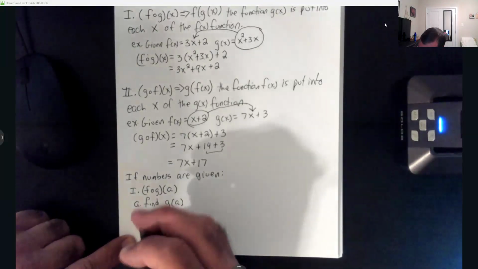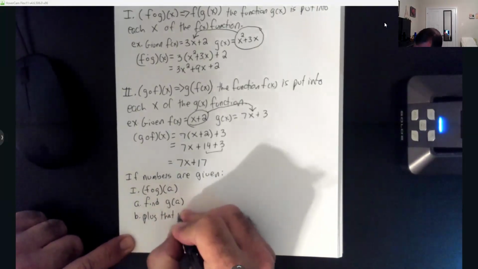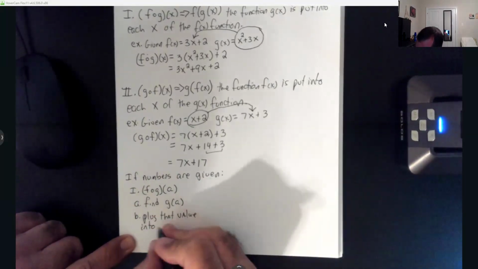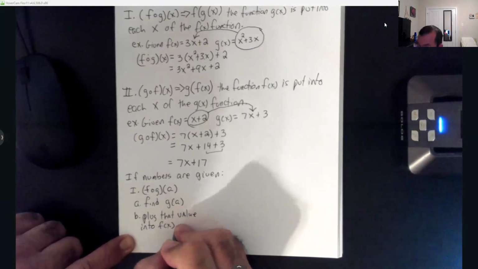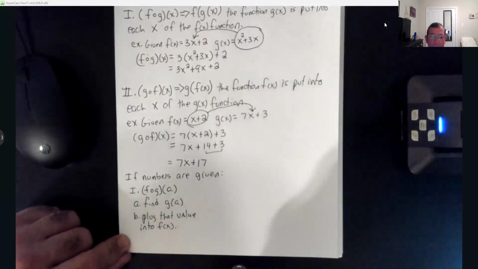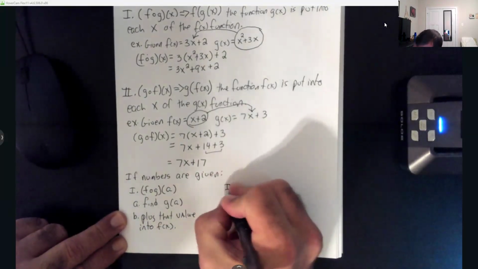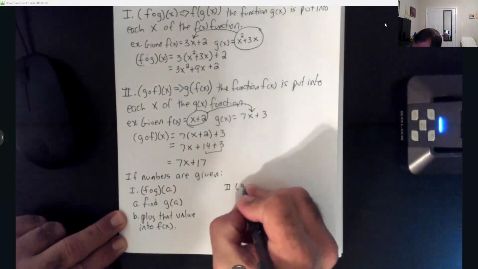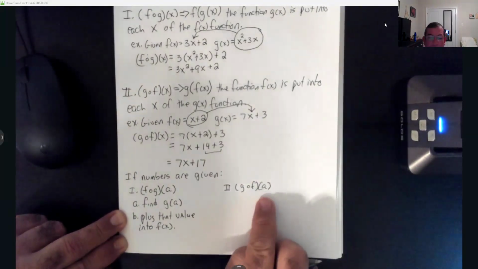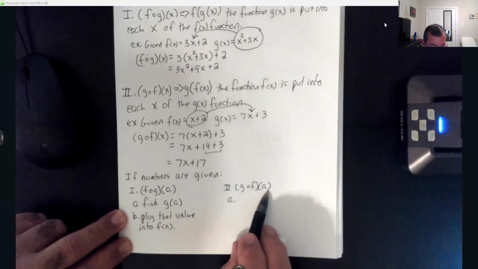Then I'll plug that value into my f of x. So I'm going to figure out g of a. Once I get that number, I'm going to plug it into the f of x equation. And y'all, it's the opposite if it's g of f. If it's g of f of a, well, the first thing we're going to do is find f of a.